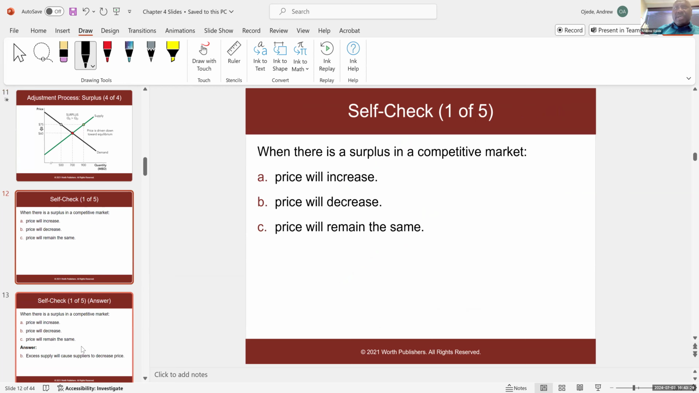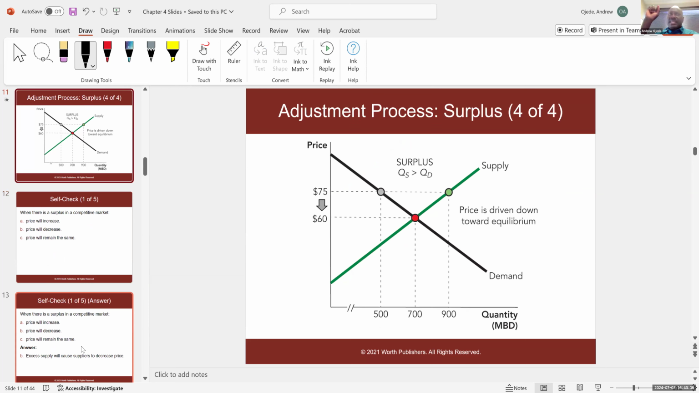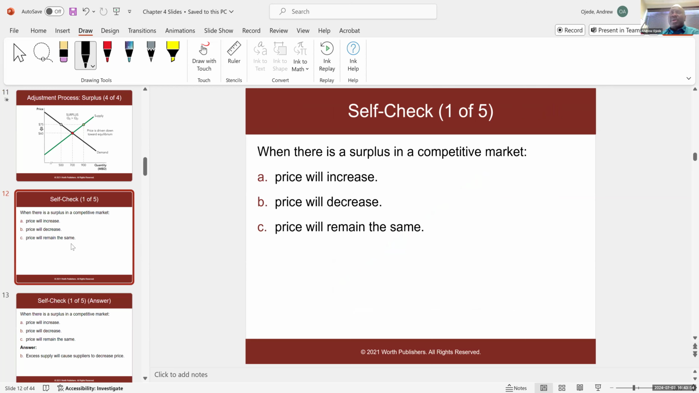So here's your self-check. When there is a surplus in a competitive market, what will happen to price? I talk about that. Anytime there's a surplus of goods, the market price will tend to fall because producers are stuck with what they will never sell. To be able to sell that good, you need to lower the price. You need to induce consumers to buy that extra supply. And that's exactly what happens. So the takeaway is that when there's a surplus in a competitive market, price tends to decrease. So the correct answer is B.